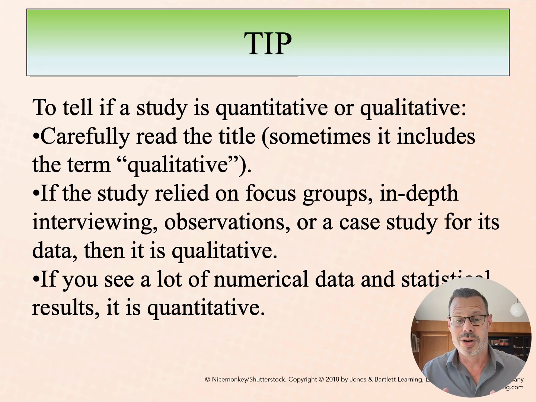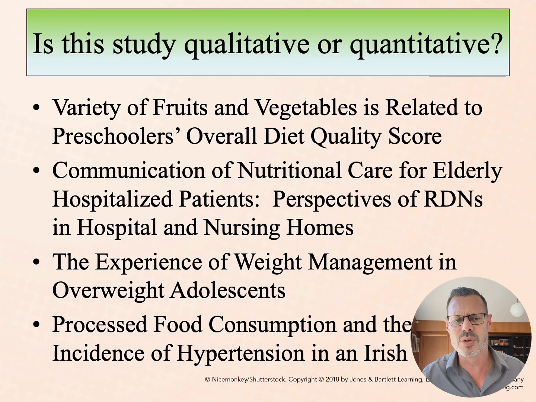When you're doing your initial research survey, you're going to want to look at the types of research that have been done on your topic. So you can often look at a title and determine just by the title whether it is qualitative or quantitative, right? So read the title. Sometimes it has the word qualitative. If it relies on focus groups or interviews or observations, it's qualitative. If you see a lot of numerical data, statistics, it's quantitative, right? So pretty straightforward, pretty simple.